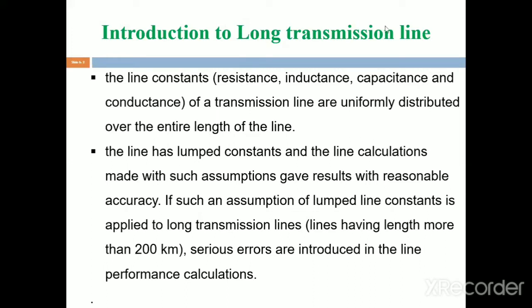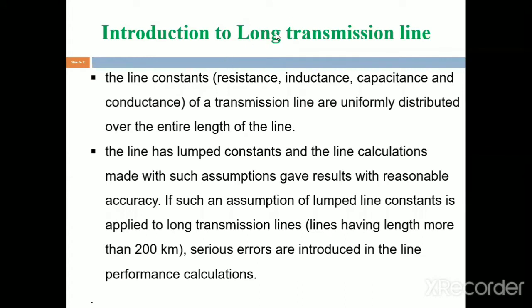Okay, in the case of a long transmission line, while we are drawing the equivalent circuit diagram for that line, the resistance, inductance, capacitance and conductance of the line are uniformly distributed over the entire length of the line. Why are we taking the uniform distribution of these parameters? Because the length of the transmission line is high when compared to the medium and short transmission line.